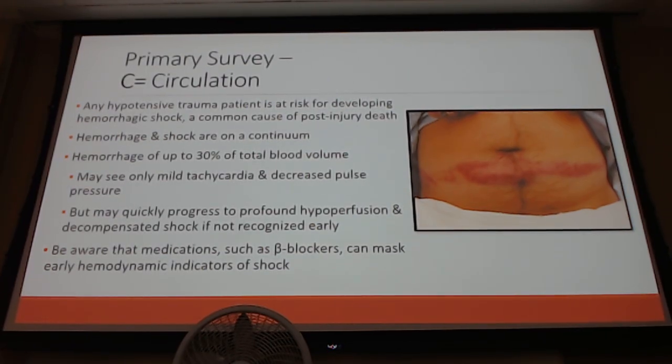We want to look for any sort of other injury. So that's a seatbelt injury there. So, in that hypotensive patient, if you don't have any sort of extremity hemorrhage or other hemorrhage that you can locate, then you want to consider that they have some sort of intra-abdominal hemorrhage and they're going to need to go to surgery stat.